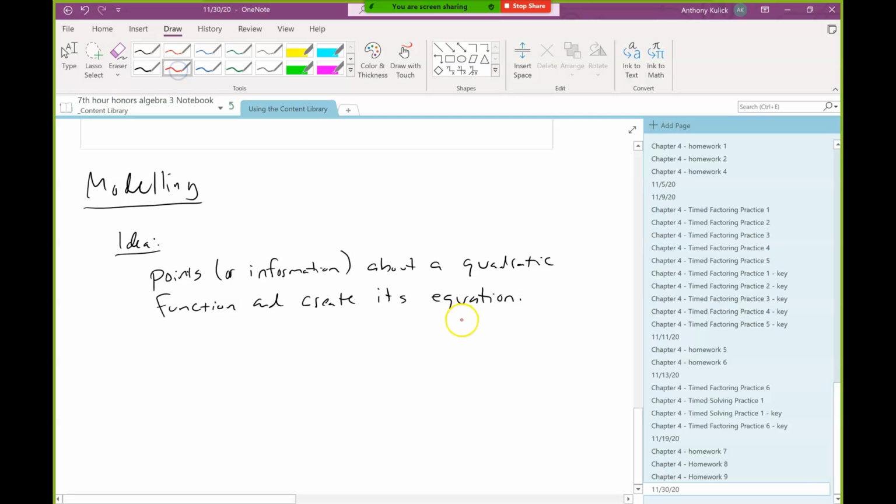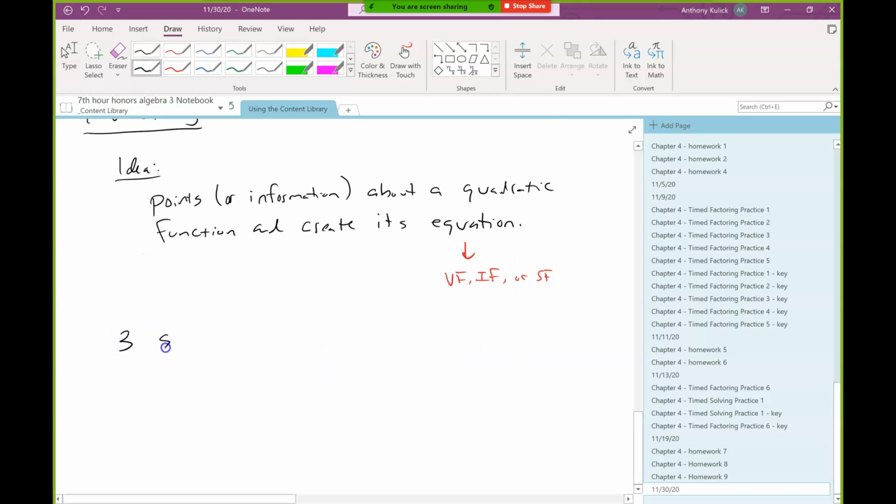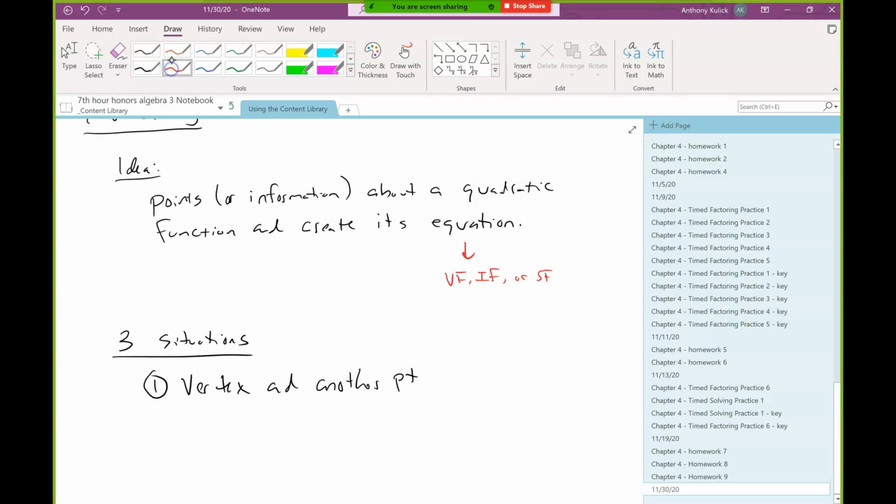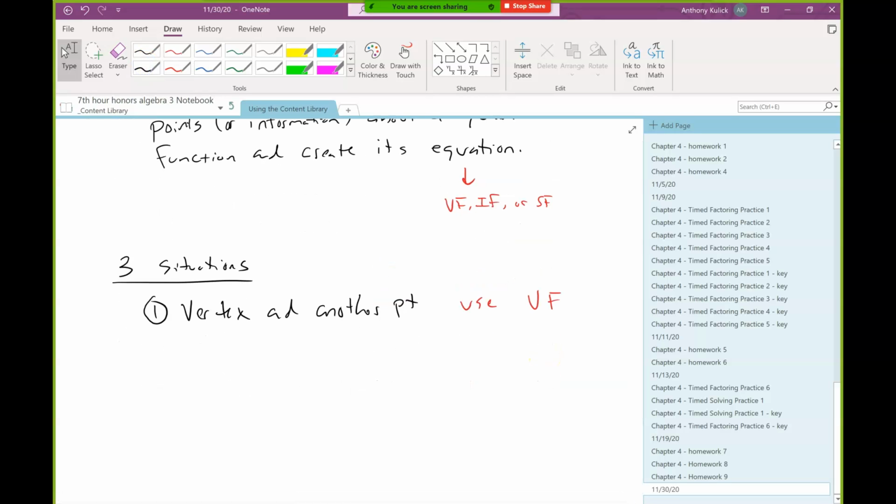So when we say equation, we mean vertex form, intercept form, or standard form equation. So there's really three situations that we can run into here. The first situation is if you're given the vertex and then some other point. Here we'd want to use vertex form. Let's look at an example.